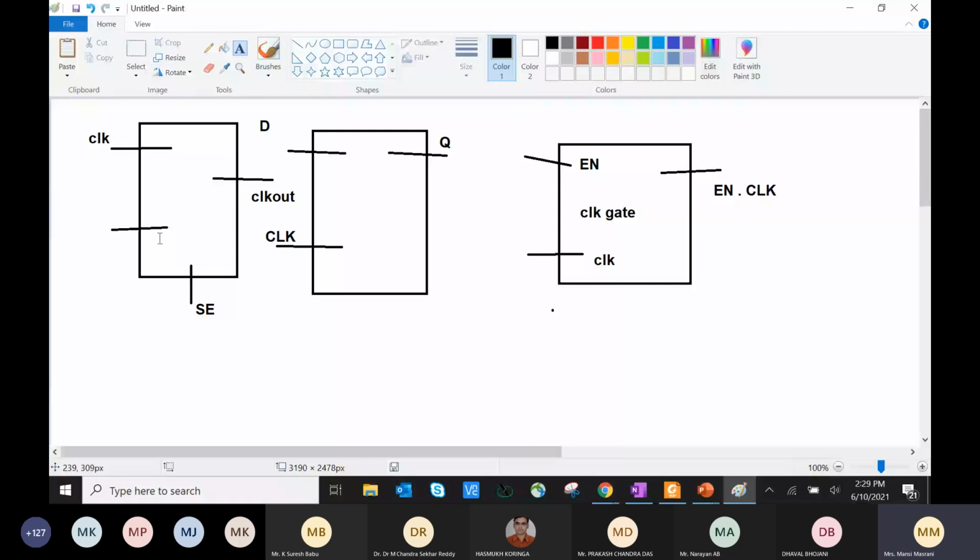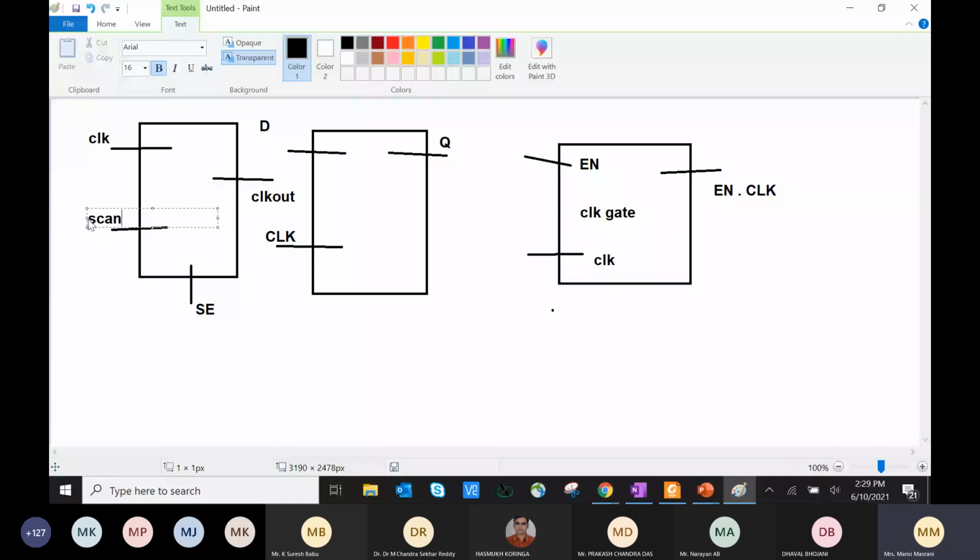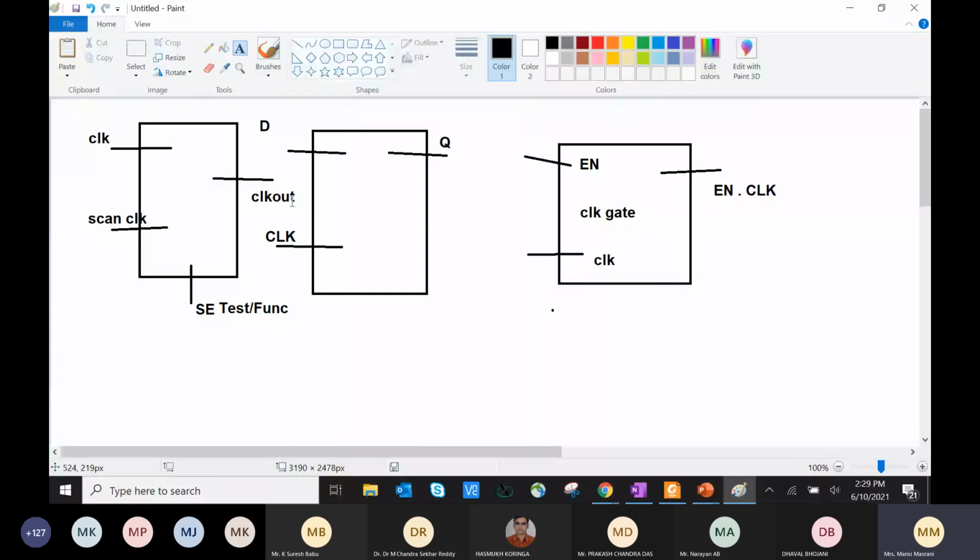In that case, what happens is, instead of SE, I should write test mode or func mode. Whenever my design is in test mode, the scan clock should pass as a main clock for the design, because my whole design is under test. I don't want my functional clock to be propagated. So at that time, I'm using this mux.